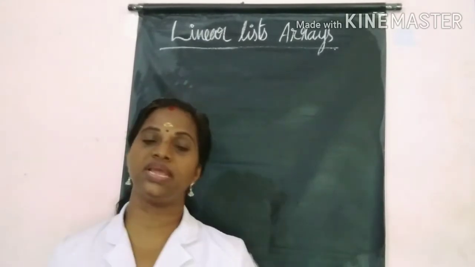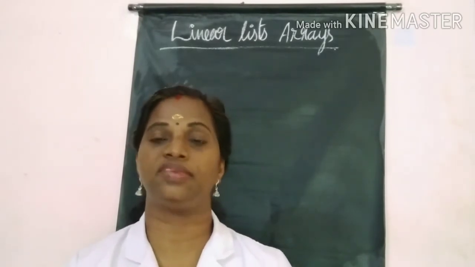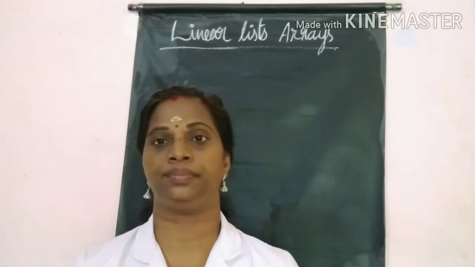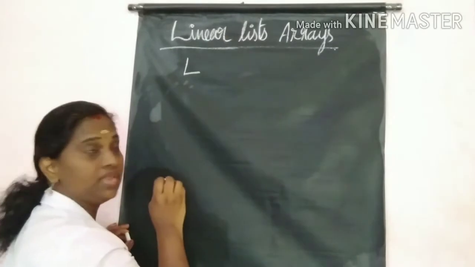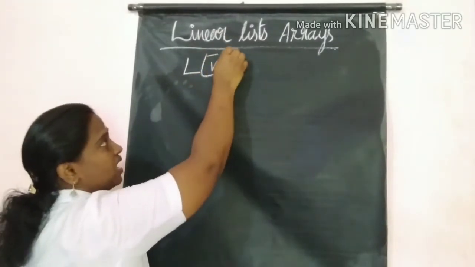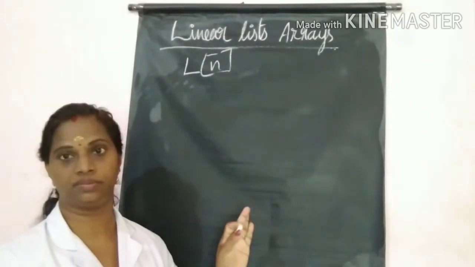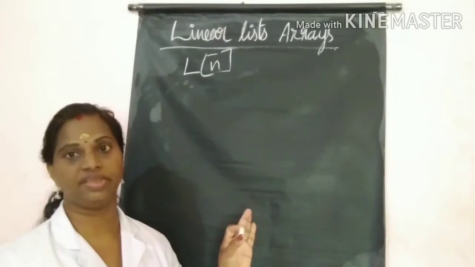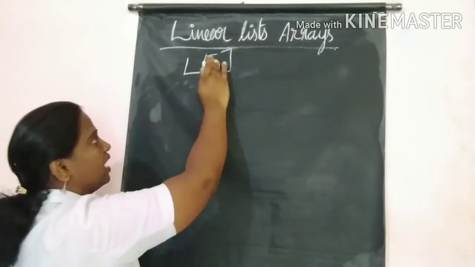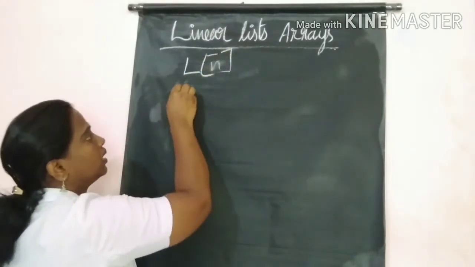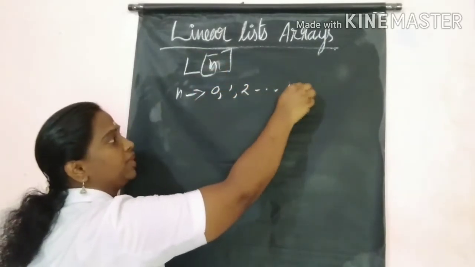See, a linear list or array is a sequence of the same type of elements. It's a named list of the same data type. For example, we have a list L with the size n. That means this list has a finite number of elements. It has some size. If the size is n, then the elements will be 0, 1, 2, and so on, up to n.